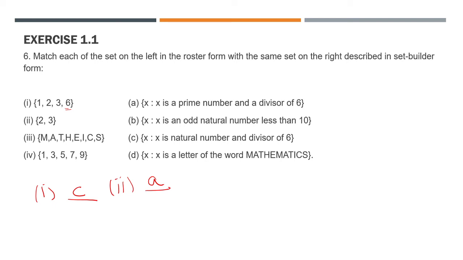Third one is M, A, T, H, E, I. So, here we can easily see that it matches with the set of all x such that x is a letter of the word mathematics. The answer for the third one is D. We are left with the fourth one. The set 1, 3, 5, 7, 9 is the set of all x such that x is an odd natural number less than 10. That is the answer for the fourth.